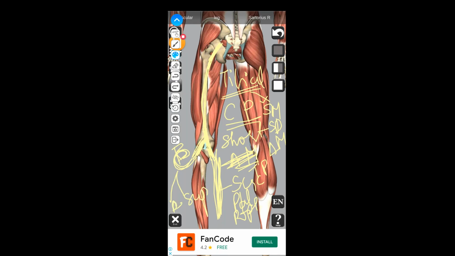Deep and superficial. The superficial one, which compartment will it take care of? The lateral compartment. In the lateral compartment, what do you have? Peroneus tertius. We will clarify that.